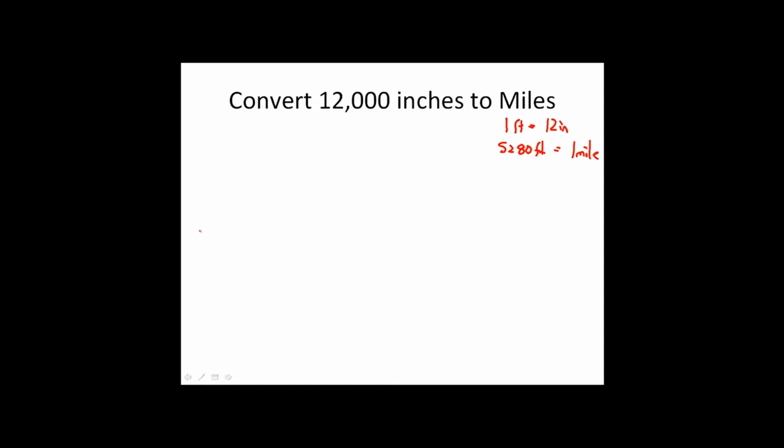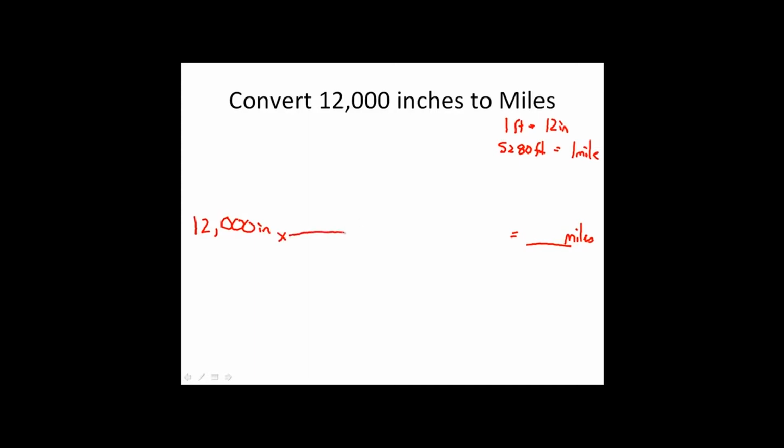Step number 1, write the givens. 12,000 inches. And the other given is what I need to go into. I need to go into so many miles. Okay, we've got the givens down. Step number 2 is the bigger step. That is, find the conversion factors.